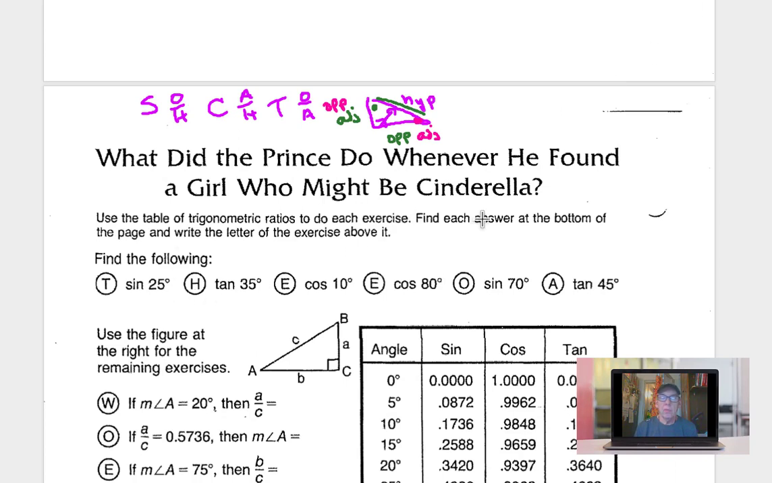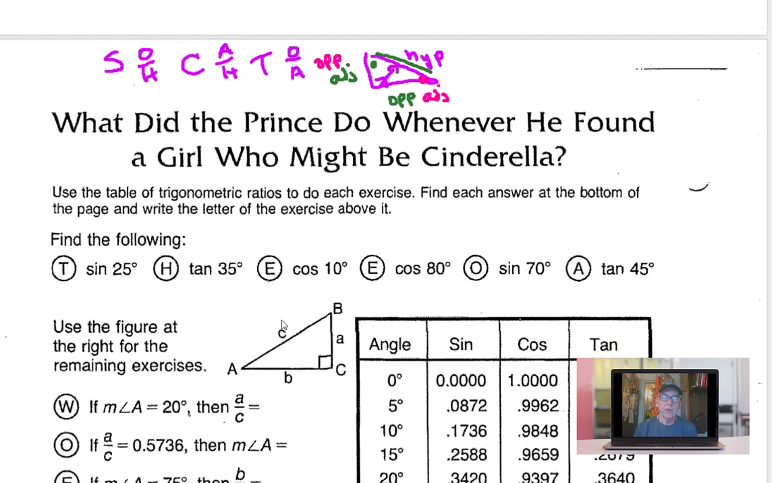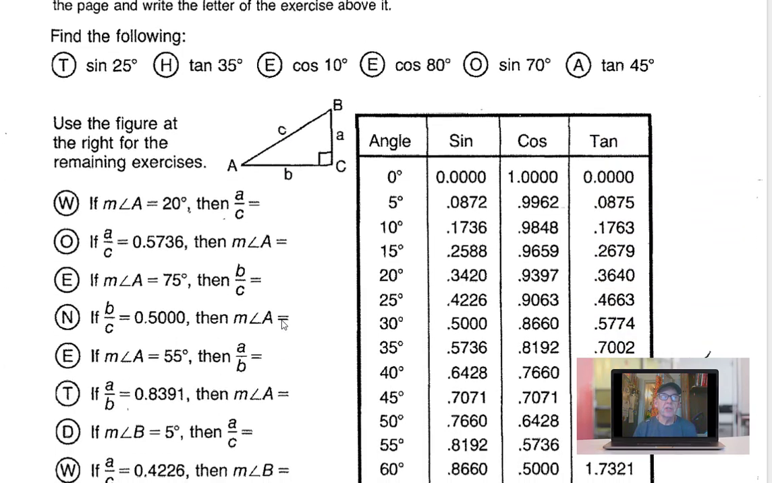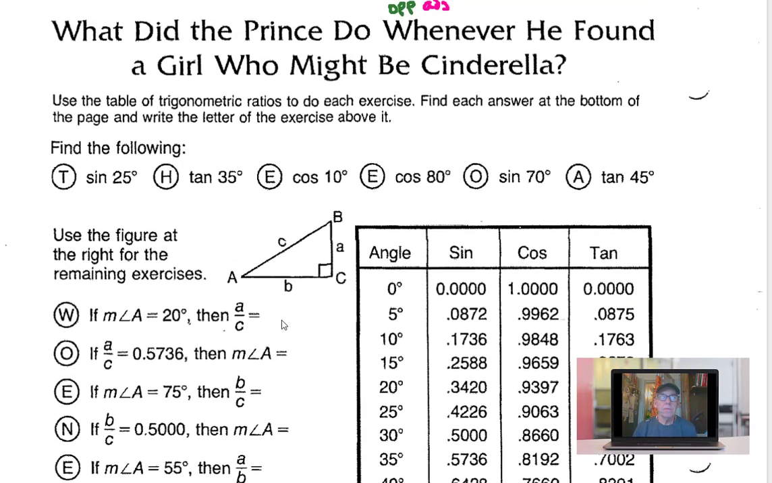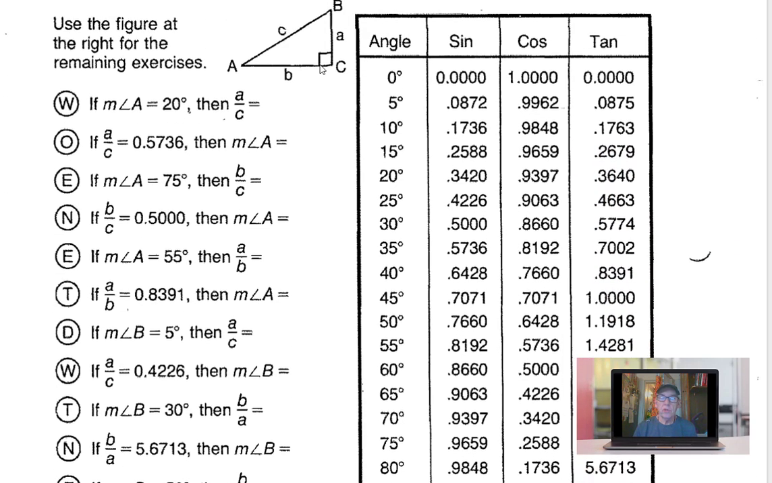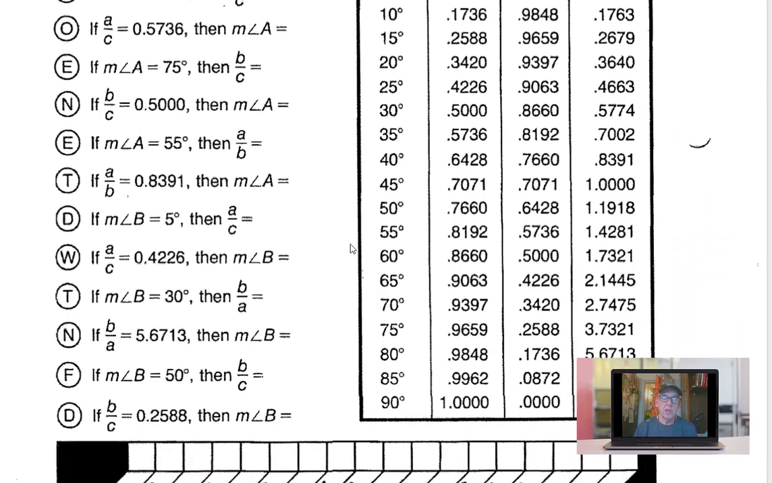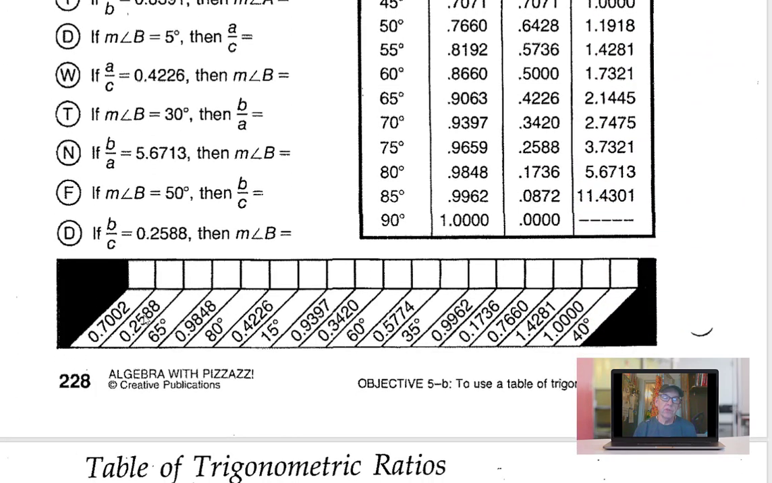So use the table, find each answer, write the letter of the exercise above it. There's nothing weird going on with this one, like with some of them with the directions. So let's see. We want to find the tangent of 25. We go over to the tangent column and we go down to 25 degrees. Tangent of 25 is 0.4663, and that goes with T. So we find 0.4663.